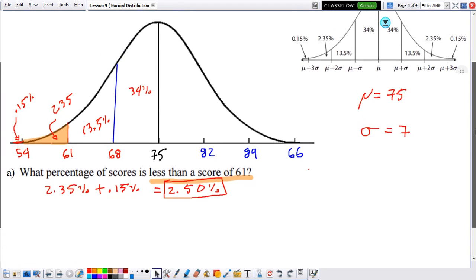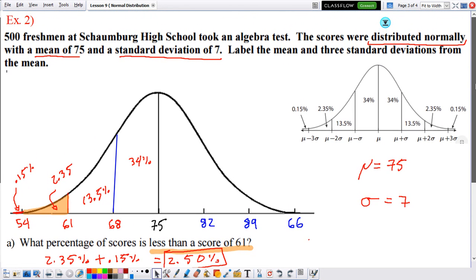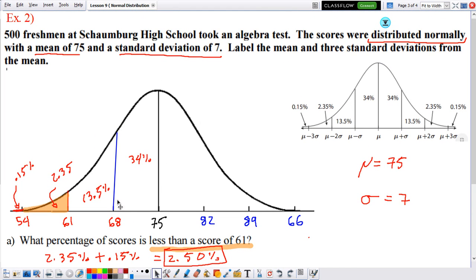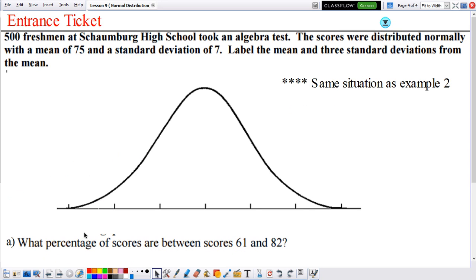Now, this is all we're going to discuss about standard deviation and normal distribution. So now here's your entrance ticket. Try to identify your mean, your standard deviation, and now your question is: what percentage of scores are between 61 and 82?